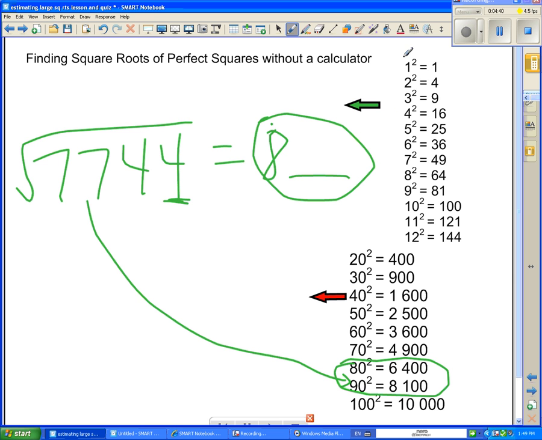Looking at this table here, the only way I can end in a 4 is I could be a 12 times 12, which is really the same as a 2 times 2, or I could be an 8 times 8, which gives me 64. And again, I said this number is going to be closer to 90, so it must be 88 squared. So if you check this on the calculator, you will see that 7,744 is indeed 88 squared. Or rather, the square root is 88.